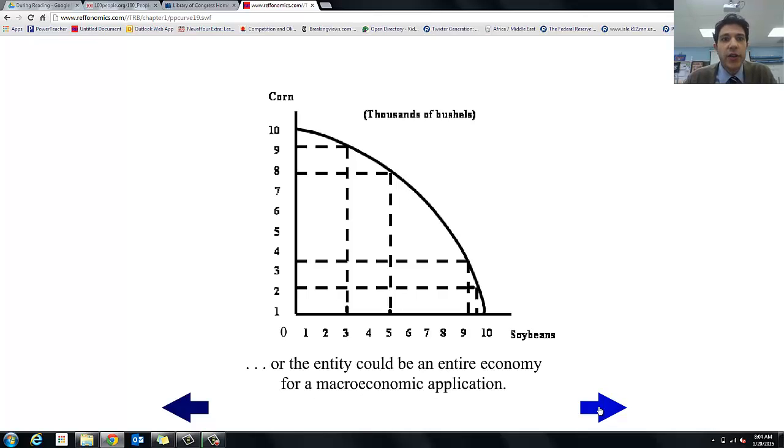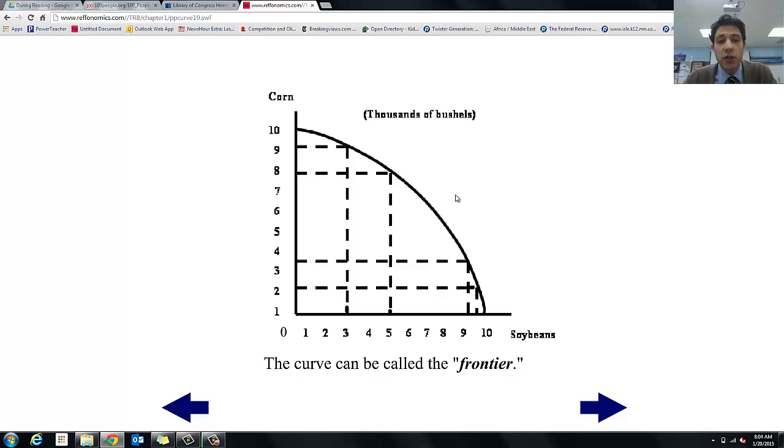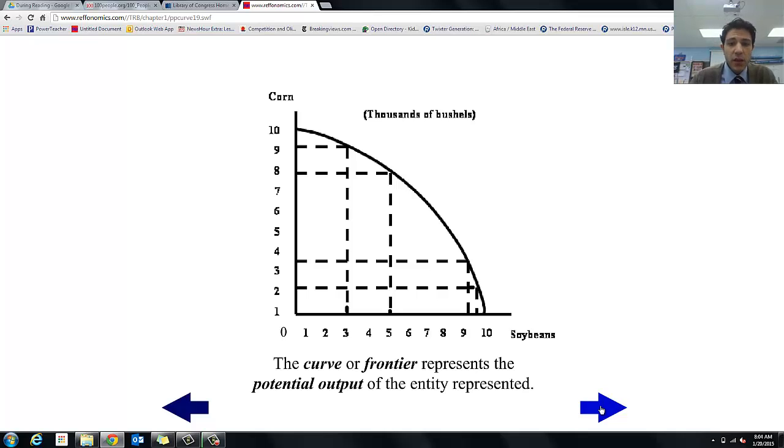This could be the U.S. and what they do with corn and soybeans. It can be a firm, it can be a whole country. But it's also called a frontier because on a frontier, you can't go past it. It's kind of the last thing, and we'll talk about that in just a moment. This dark line right here is called the PPF, the Production Possibilities Frontier. Now you're going to see frontier interchanged with curve. I'm going to try and keep it F, frontier, for as long as we can.